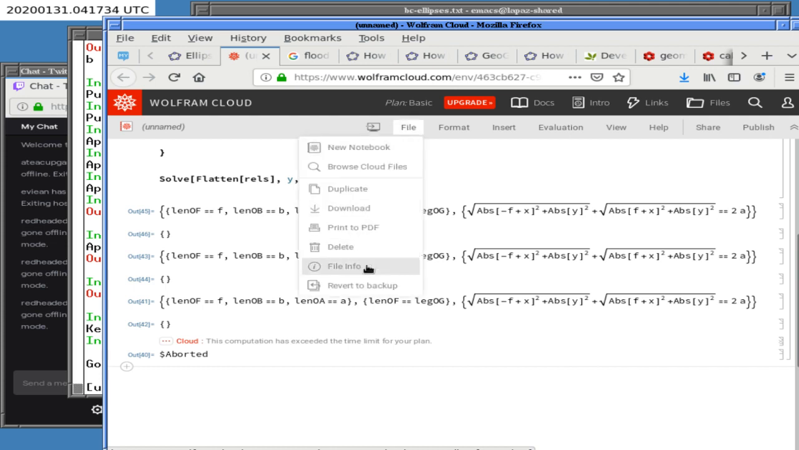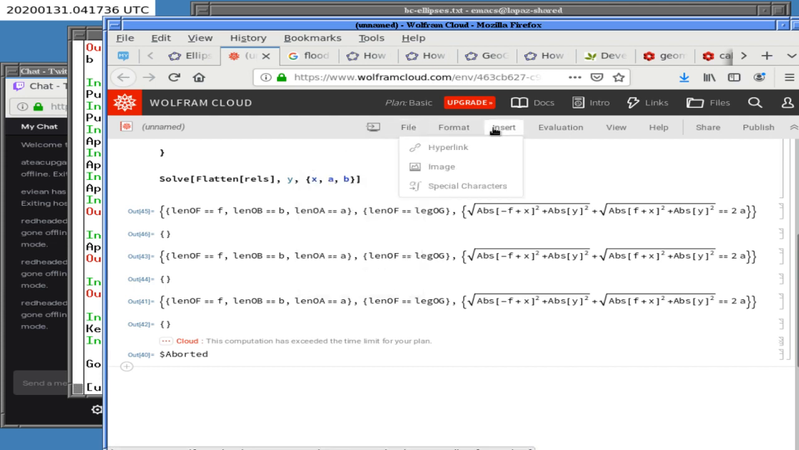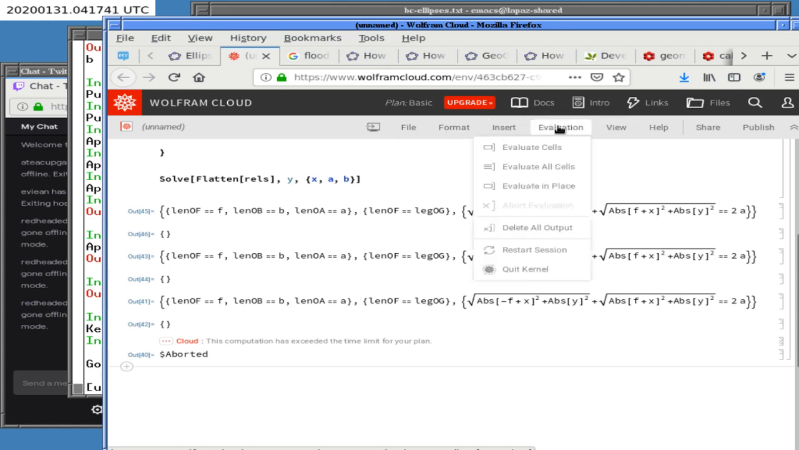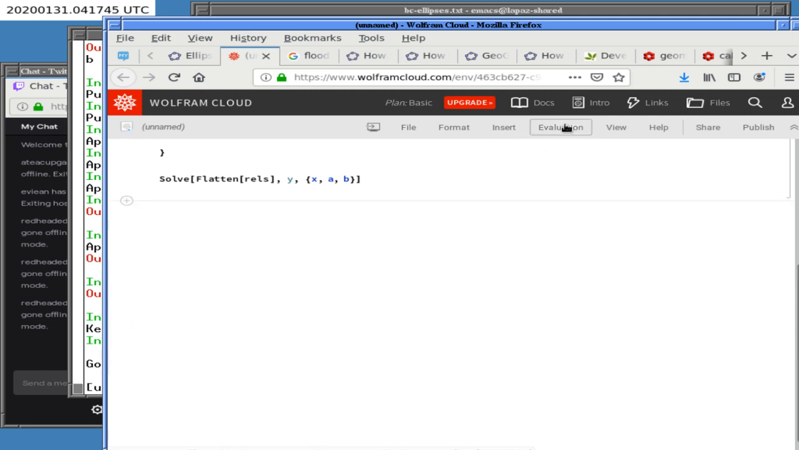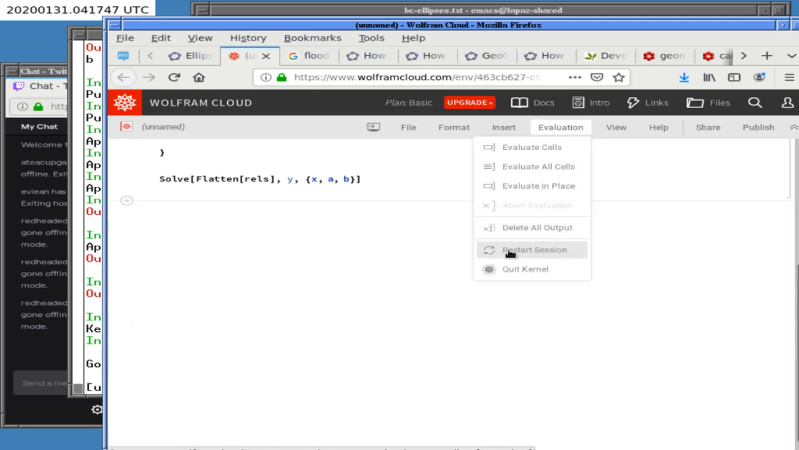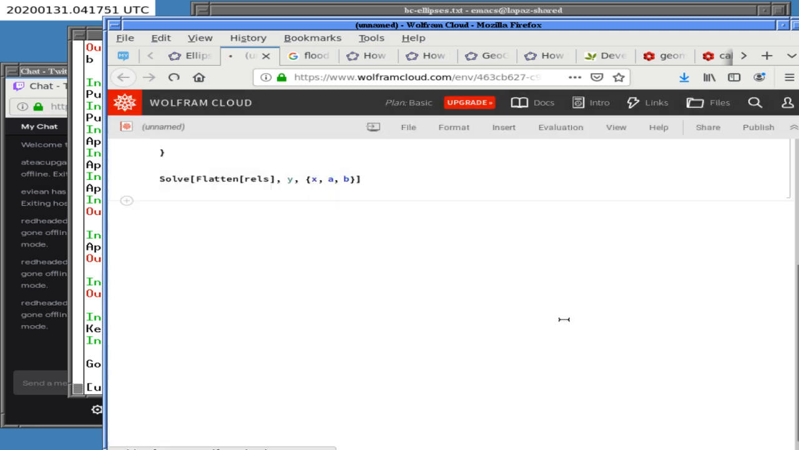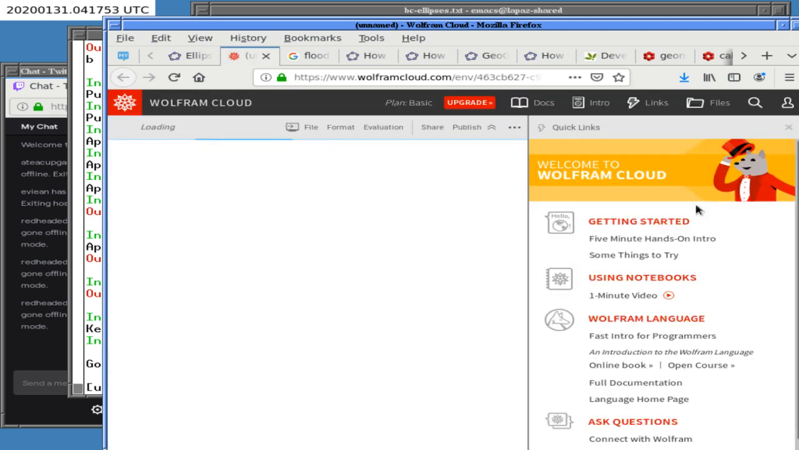Not revert to backup, format, insert, view, evaluation, restart session, delete all output. It's not quite what I wanted. Restart session. I probably will get some sort of weird warning that says, yes, I do want to restart session. Okay, and then we'll get Mr. Wolf guy up again, which may be the worst part of this whole thing.